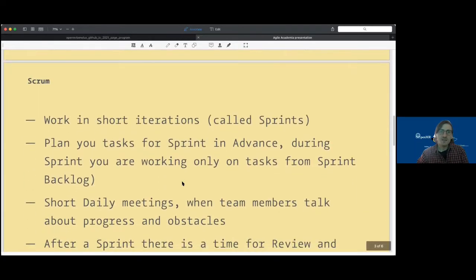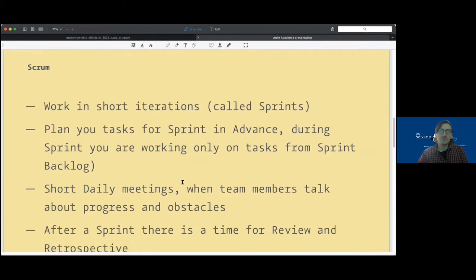Agile can be more fully defined, and there are different ways of implementing it. One of them is called Scrum, and it's a way of organizing the work of a team. The team works in short iterations called sprints. The team also plans the tasks in advance: they have an agenda for the next sprint and try to stick to those tasks during the sprint. A sprint could be a week, two weeks or a month, but it should be a quite short period of time.